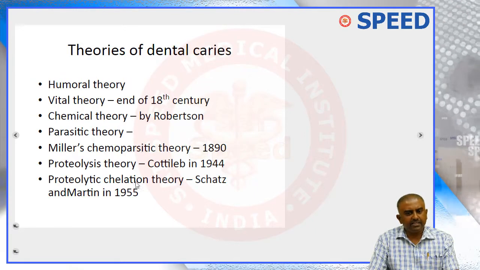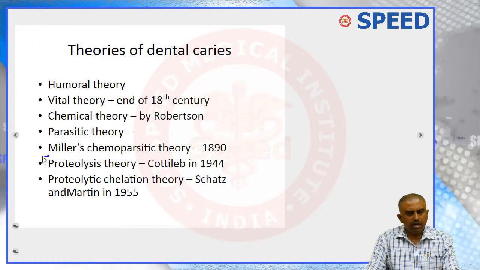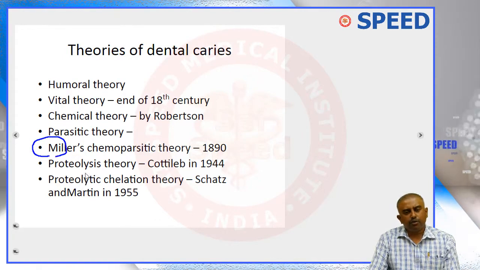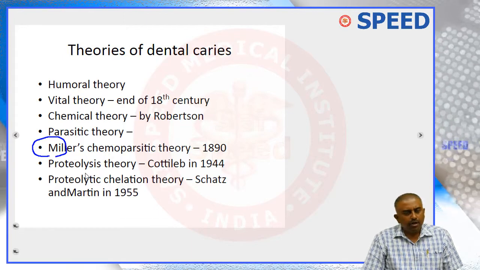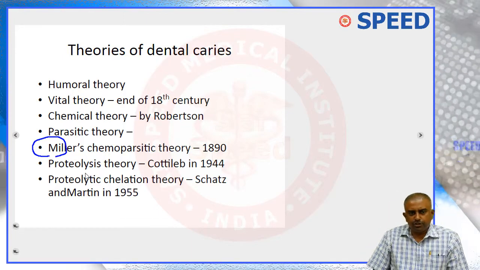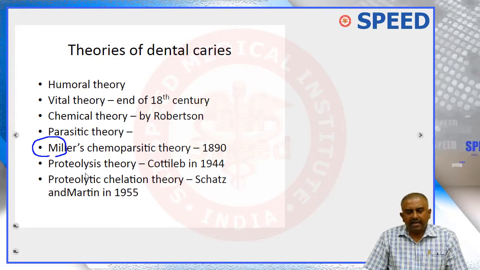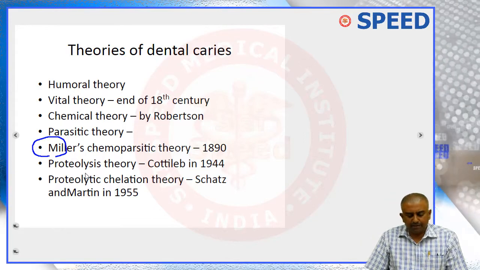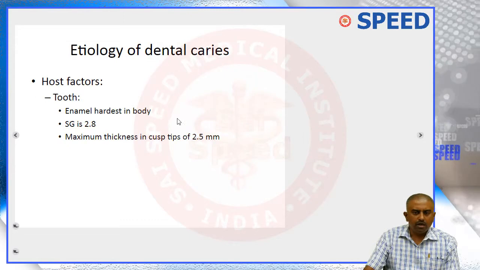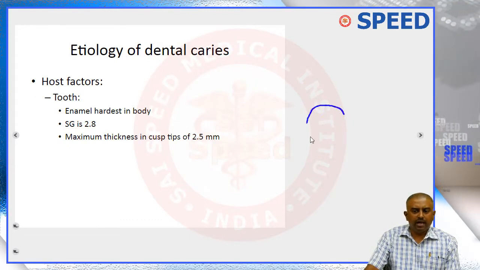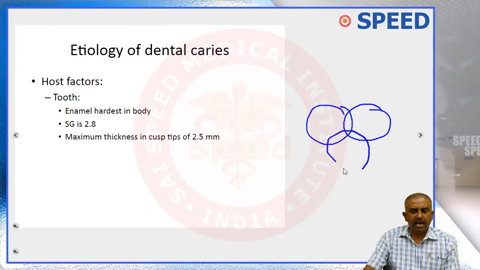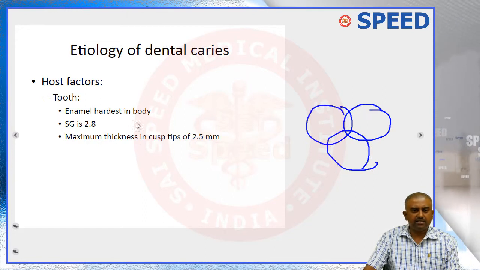And these are the various theories which have been proposed, but the most accepted one is Miller's chemoparasitic theory. What is that acid which is produced during dental caries? Lactic acid is the end product because of which demineralization of the tooth takes place. So you have, as you all know, host factors, agent factors and environmental factors.